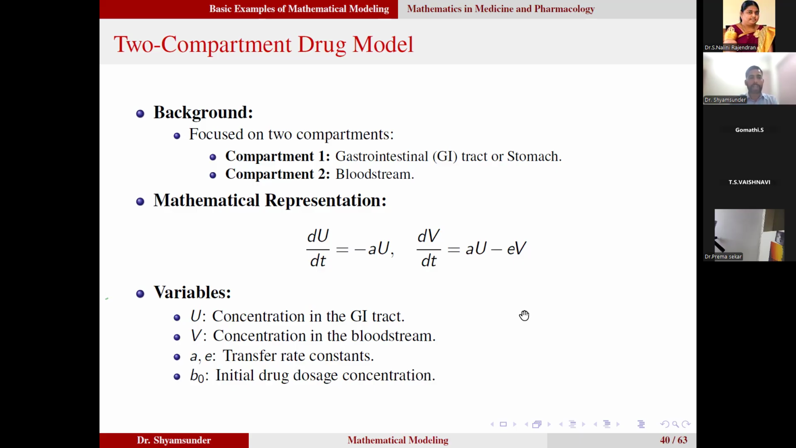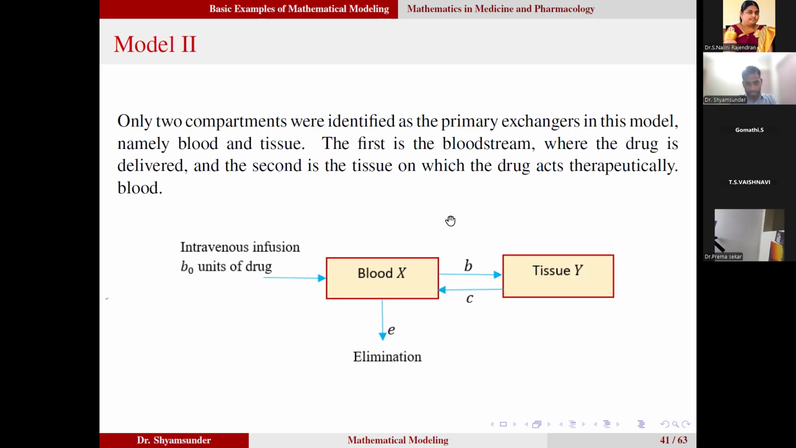And the second model is for delivery directly in the muscles, not in the veins and not oral delivery, that is, drug infusion directly in the muscles. Or COVID-19 vaccinations go directly to the muscles, and tetanus also, these types of vaccinations. Then this is also a two compartment model.